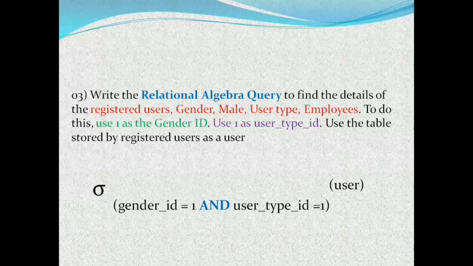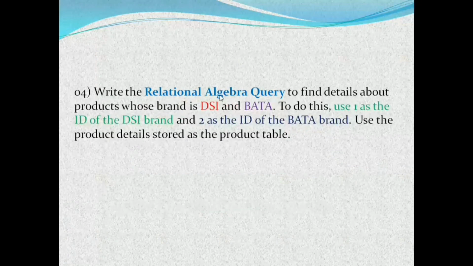All right, guys. So we are going to the last question. Write the relational algebra query to find the details about the products whose brand is DSI and Bata. To do this, use one as the ID of DSI brand. So DSI brand ID is 1 and Bata brand ID is 2. Use the product detail stored as the product table. So we have two proportional logic formulas, and let's do this. Put sigma mark first, all right, and proportional logic formula. So brand ID equals to 1 and brand ID also equals to 2. 1 means DSI, 2 means BATA.